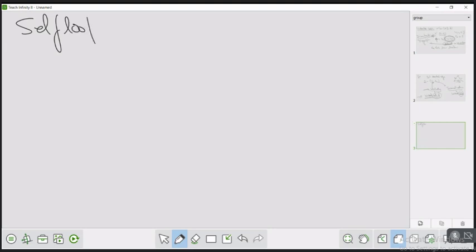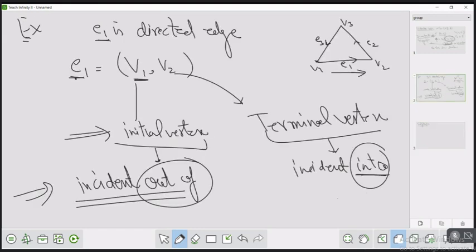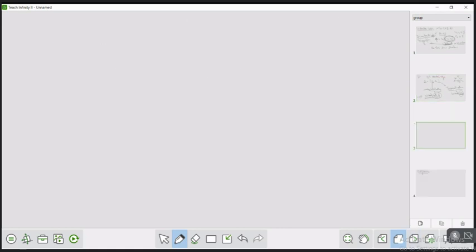Now we talk about the self loop. So what do you mean by self loop? In this case, you can see from edge E1, initial vertex and terminal vertex. In the directed graph, every edge has an initial and terminal vertex. If the initial and terminal vertex are both the same, then that edge will be the self loop. Are you getting my point?